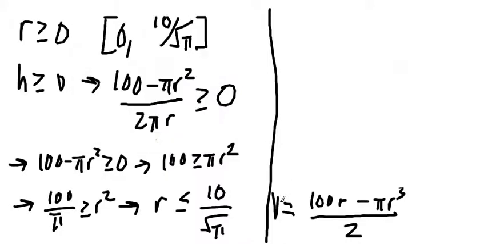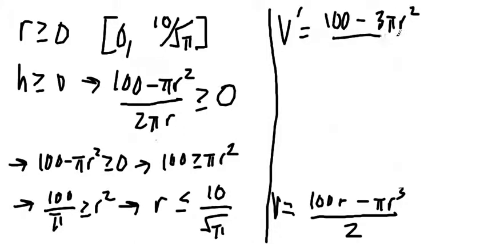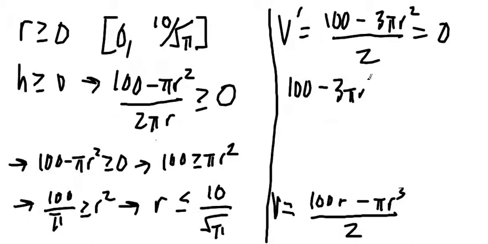Okay, so the volume is equal to this expression, and we're looking at the radius between 0 and 10 over root pi. We set the derivative of V equal to 0. The derivative of V is 100 minus 3 pi r squared over 2. We set this equal to 0. First of all, this always exists, so I don't have to worry about it not existing. So this is equal to 0 precisely when the numerator is equal to 0.